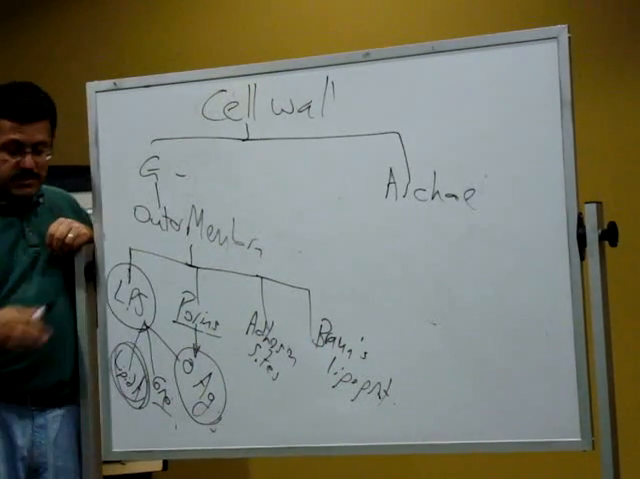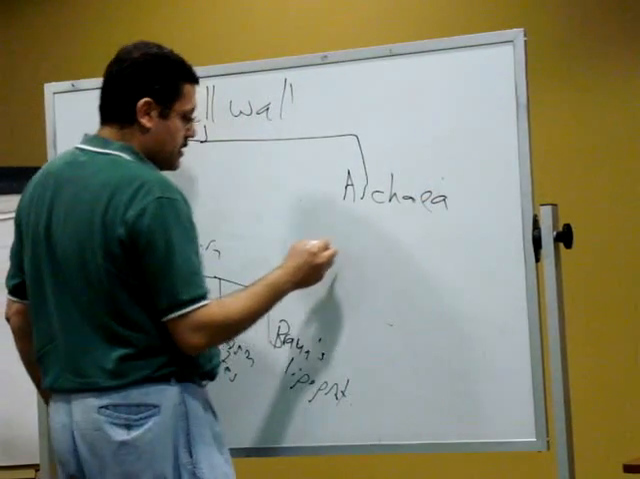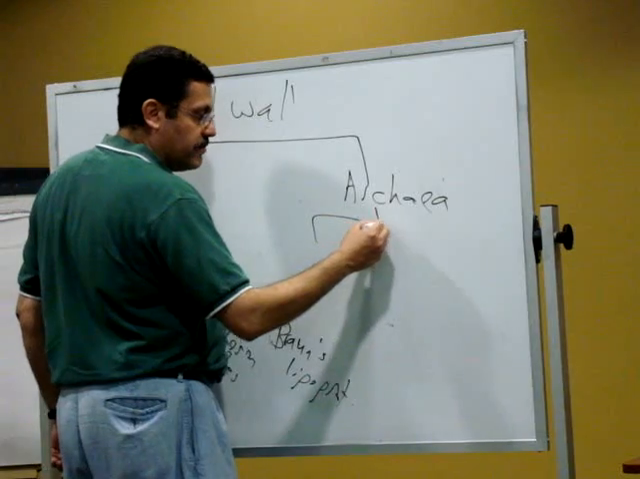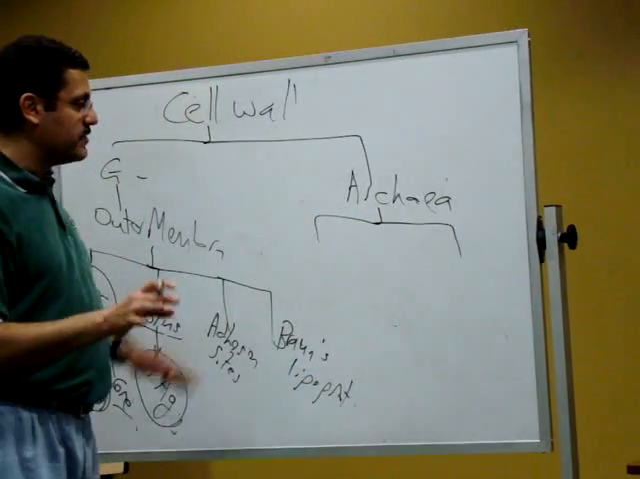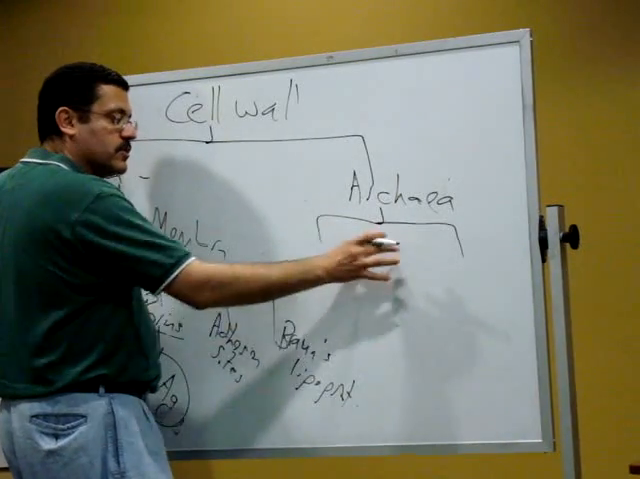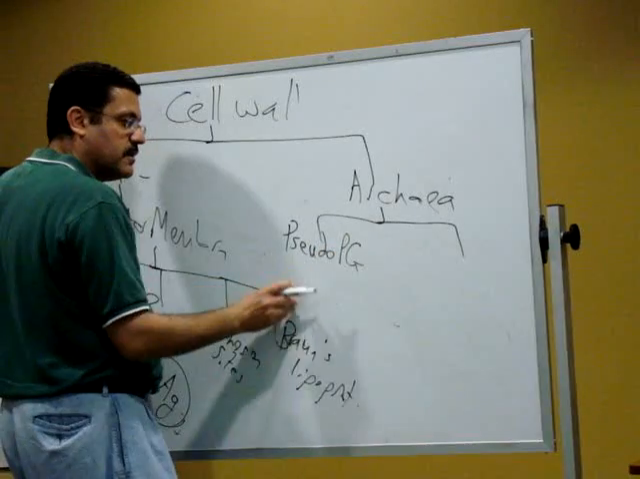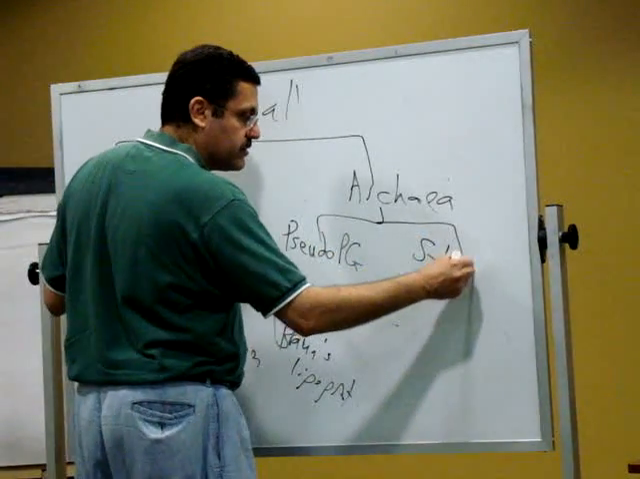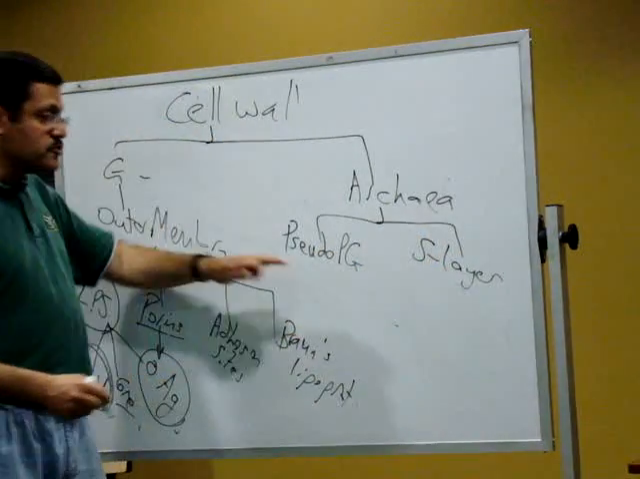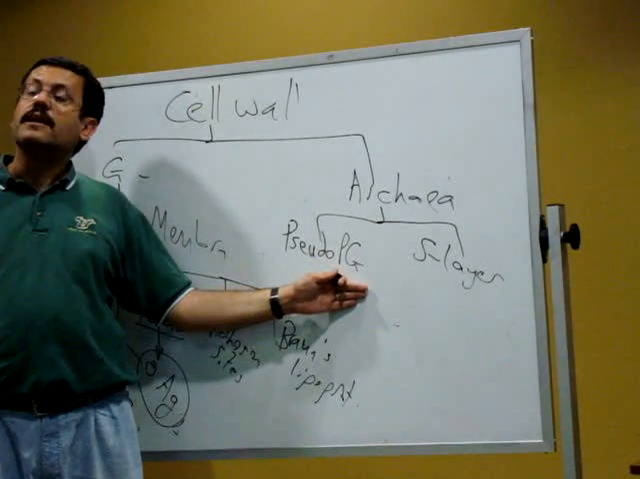Now there are exceptions. Actually, let's go over archaea real quick. Archaea have 2 main types. We'll go over the exceptions at the end. With archaea, you have 2 types of cell walls: the pseudopeptidoglycan and the S layer. So what's the difference? The pseudopeptidoglycan is similar to the peptidoglycan, but it's different.